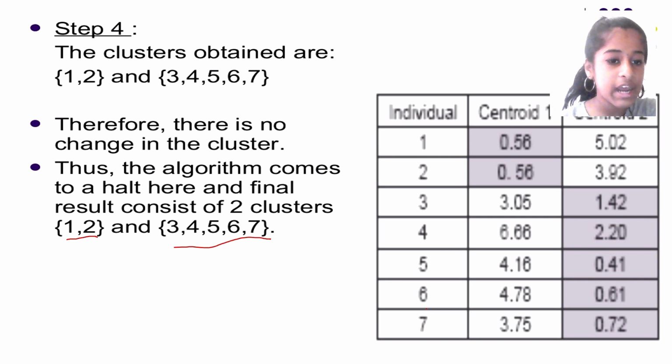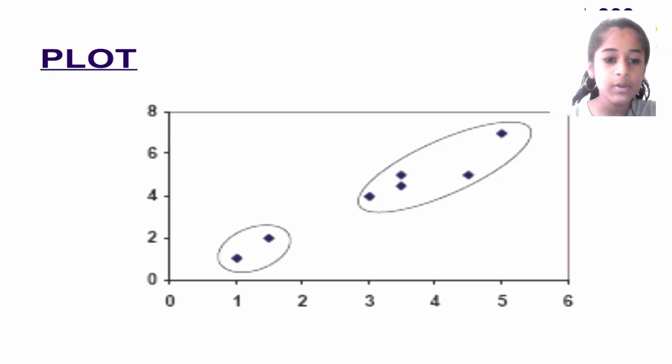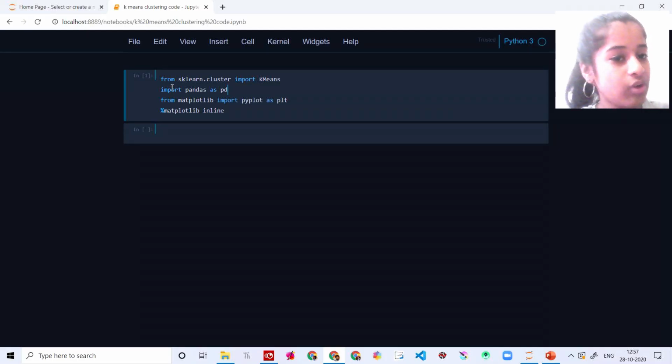1, 2 is a cluster, and 3, 4, 5, 6, 7 are one cluster. So then we plot it up. You can see 1 and 2 is a cluster, and then 3, 4, 5, 6 are one cluster. So yeah, now let's begin coding.